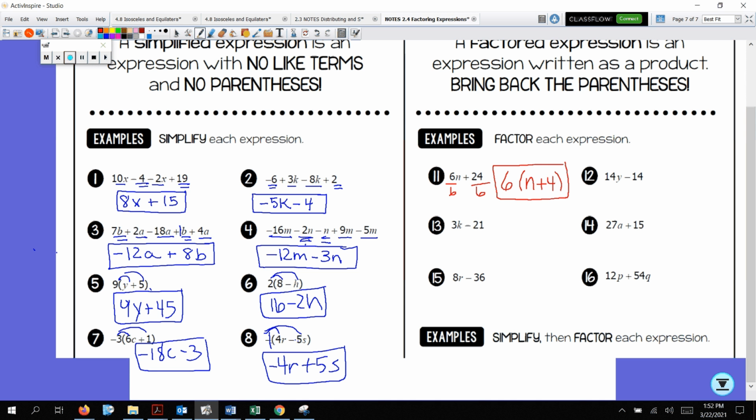Okay, number 12, I have 14y and 14. Well, that's pretty obvious. 14 is going to be my GCF. Write that 14 out front. 14y divided by 14 is just y. Negative 14 divided by 14 is negative 1. All right, number 13, we have 3k and 21. 3 is going to be my GCF. 3 out front. 3k divided by 3 is just k. Negative 21 divided by 3 is negative 7.